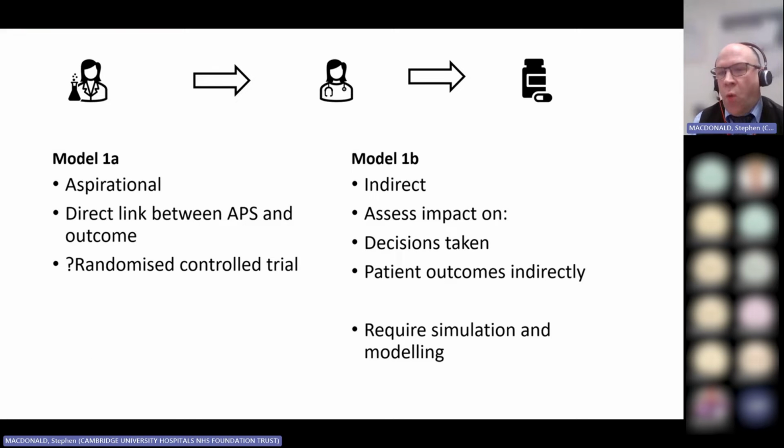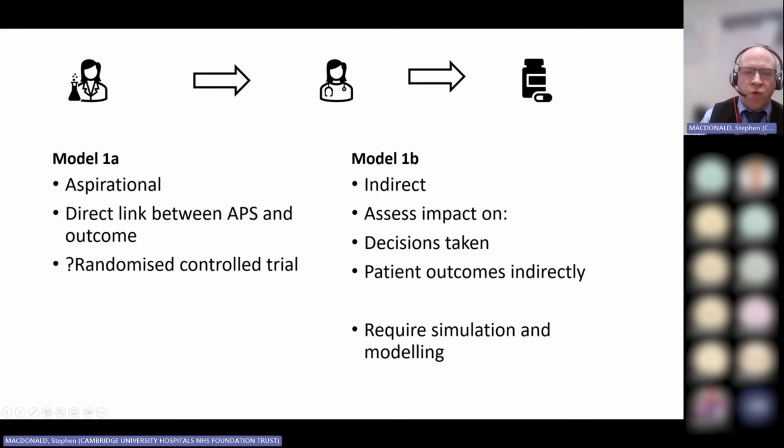As I said, Model 1A, directly linking performance to clinical outcomes, has been described as being aspirational because the data is not really there. And in order to generate that data, we might need to think about running randomized control trials based on determining clinical outcomes of patients used on different assays with different performance specifications. That's not something that's going to be particularly simple to do.